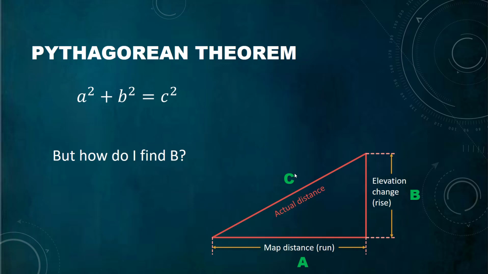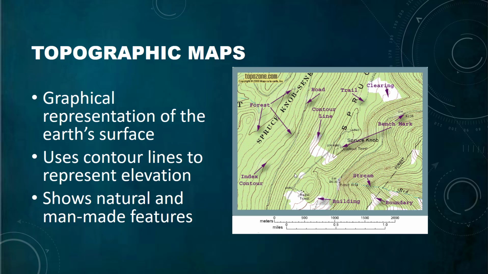So how the heck do we find b? Right? We know how to find a. We use the scale bar, we measure on the map, and we go from there. But how do we figure out b? Well, hopefully we've got a topographic map of the area. And the topographic map, in addition to a few other things that we're going to talk about in the next video on contours, gives us elevations at certain areas. So this is basically representing the surface of the Earth with a series of lines. And these contour lines help us understand the shape of the natural features, and then it also has man-made features on it as well.